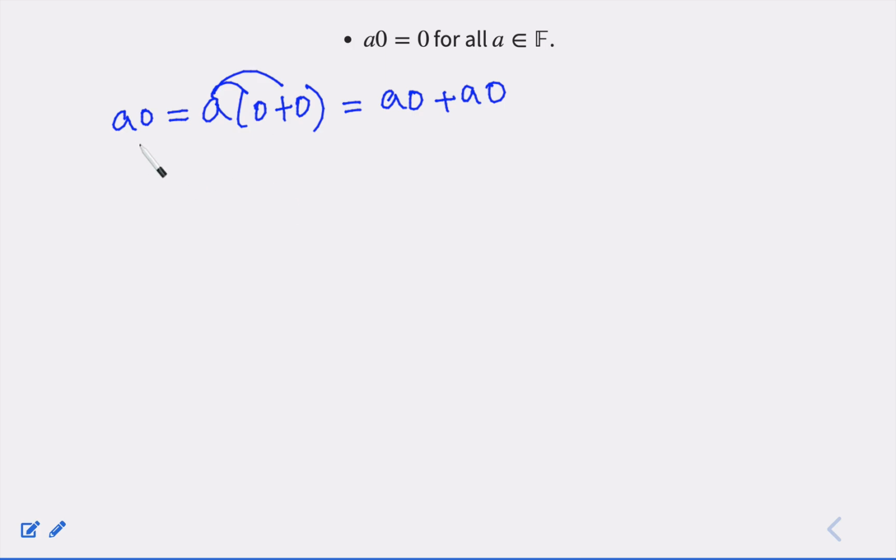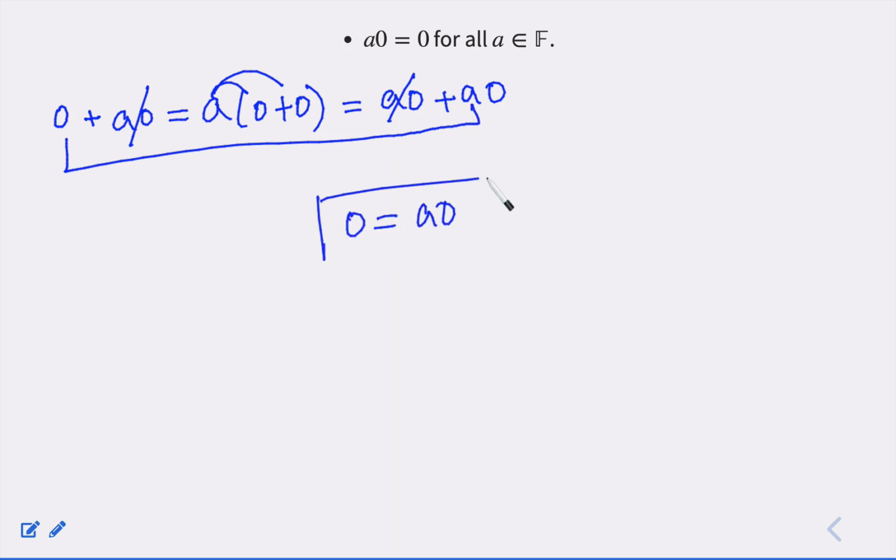So now one can do that. I can add this 0 here without any problem, and that shows that this number and this number can be cancelled by the cancellation law, and that proves that these two must be the same. So 0 must be equal to a times 0. So that says that a times 0 is always 0 for every a in F.